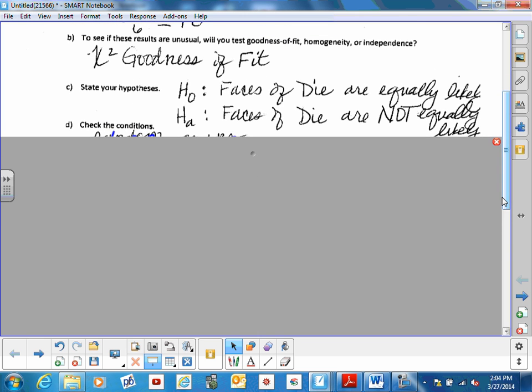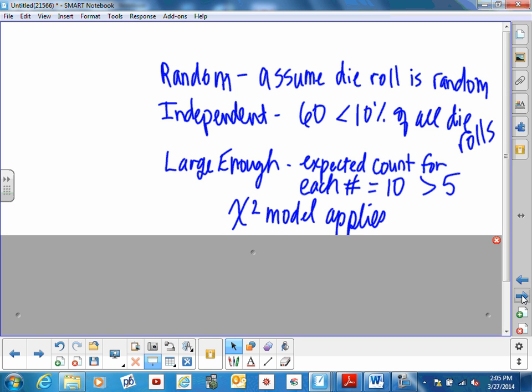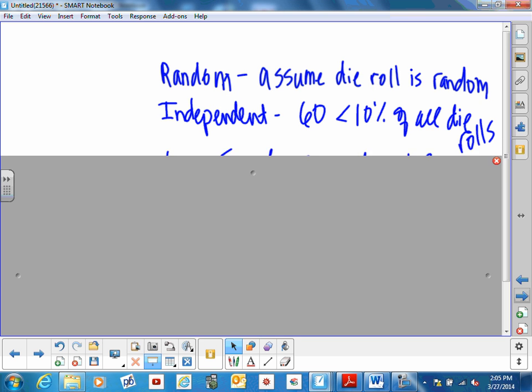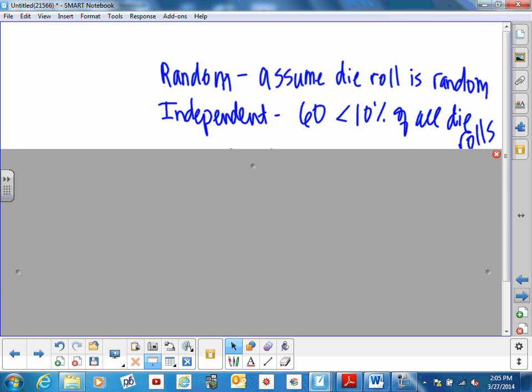So the next part is conditions. And as we found yesterday, those are the same conditions we've been doing: random, independent, large enough. Large enough is a little bit different than what we've seen, but let's go through those. For random, you're going to assume that a die roll is random. I think that's reasonable; that's one of the reasons you do the die roll, so that it is a random event. And then independent, that is that our sample size, which is 60, is less than 10% of all the die rolls that we would be doing with this die.